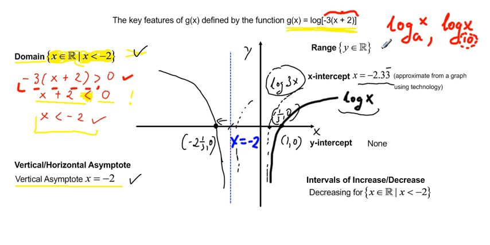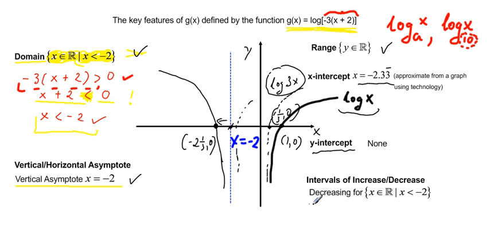Okay, the range is real. For any logarithmic function, the range is always all real values. Y-intercept, there is no y-intercept. Why is there no y-intercept? Because we are less than -2 with domain values. So there's no way that you're going to run into the y-axis ever.